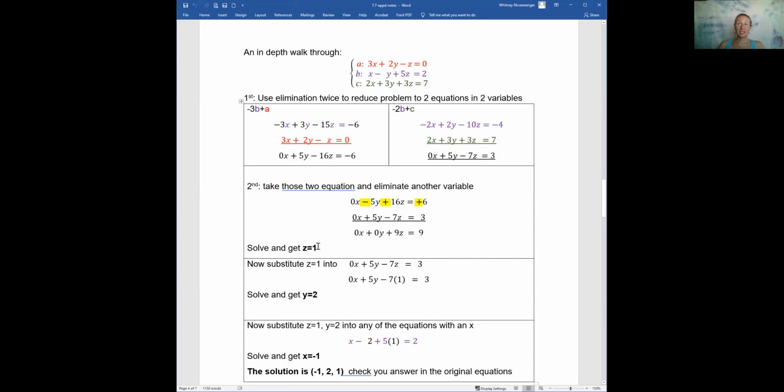Once you get that first piece, then you just start substituting back into your equations. If we know z equals 1, we could take either one of these that are in terms of z and y, plug in that 1, and we can get that y is 2. Now we know that z is 1, y is 2, and we're going to go back into any of our original 3 equations, plug in that z is 1, y is 2, and we will be able to solve for x.